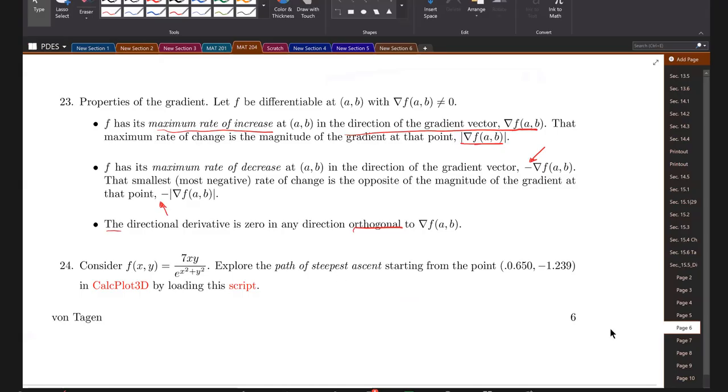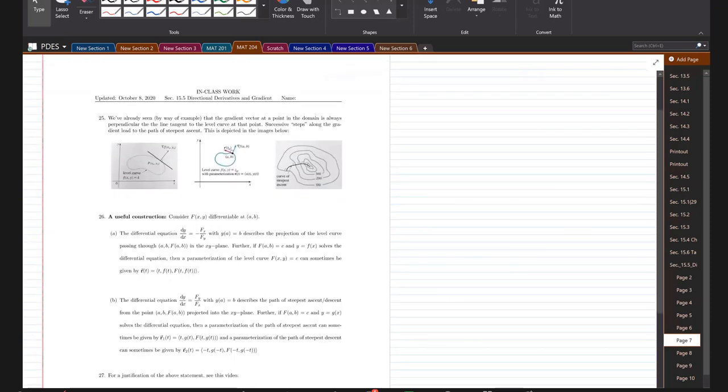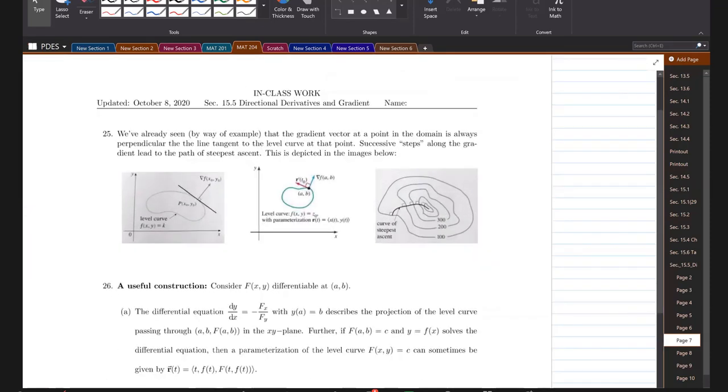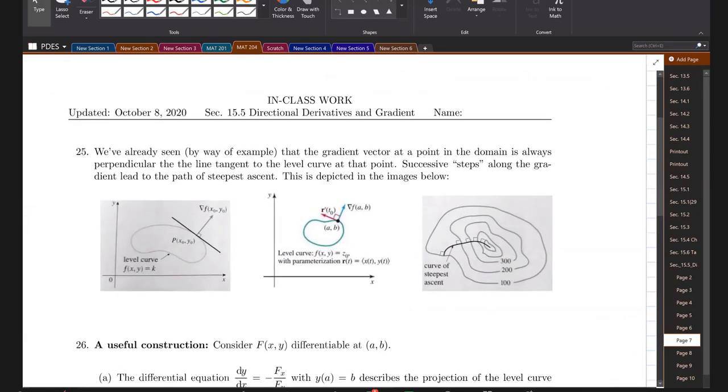All right, let's go on to the next page here, page 7. So now I'm summarizing what we just saw here, in kind of two different ways. The first way is just to say that at a level curve, if I were to draw a tangent line along the level curve, then my gradient is pointing orthogonal to that. The direction of steepest ascent is always going to be orthogonal to my level curves.